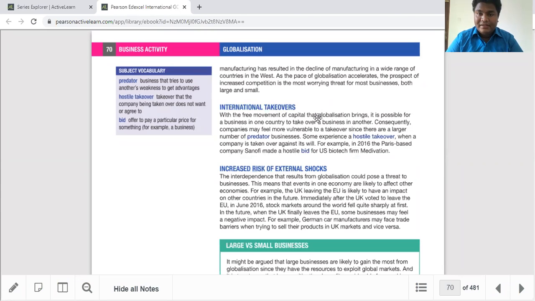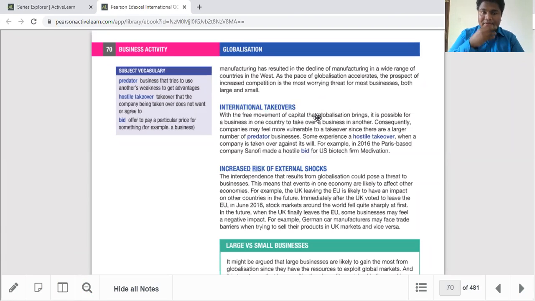As the pace of globalization accelerates, the prospect of increased competition is the most worrying threat for most businesses, both large and small, because countries like China have the capacity to sell everything at low cost. They can sell at half of what it costs to produce. As a result, entire industries are under threat of being wiped out because they can't compete with the large economies of scale of countries like China, the factory of Asia. That's Chinese economic power. That's why some countries ban imports, saying we don't need your items, we can produce our own.